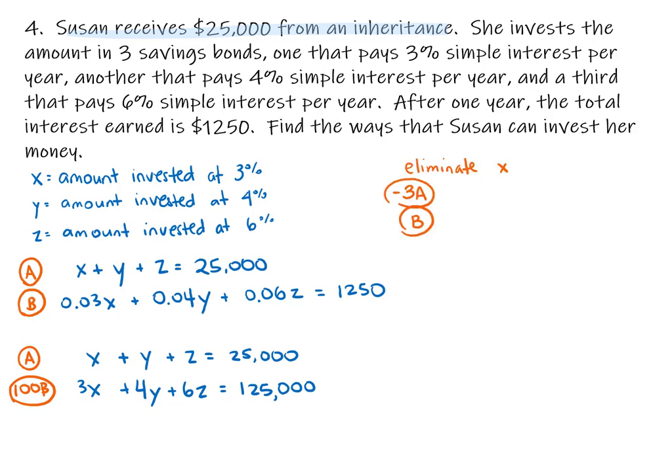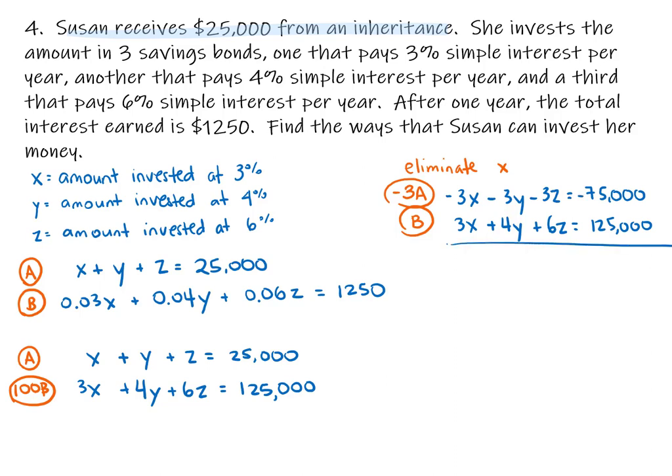Now if I want to eliminate my x's, I want to have negative 3 times my first equation and add it to my second one. And I think that should have been negative 75,000. So adding that together, my x's will cancel out. I get y plus 3z is equal to 50,000. Let's call this equation C.